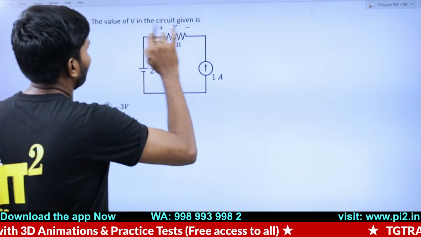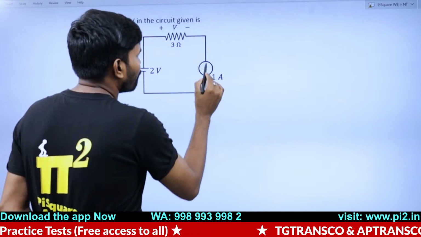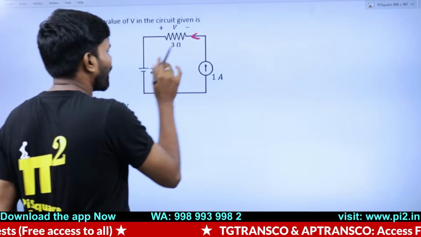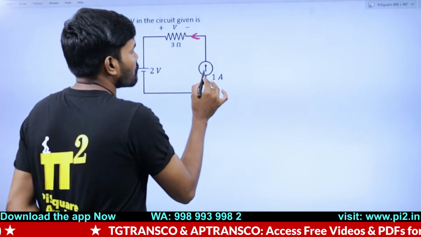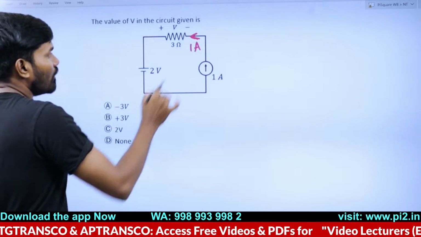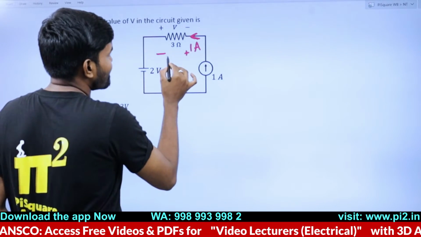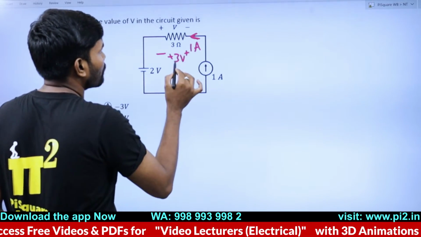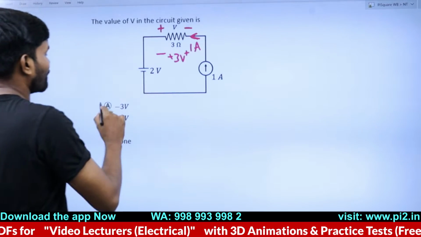The value of V in the circuit given. What is the V? What is the voltage? Current flowing is in this direction. Whatever may be the voltage source here, once you have this current source, current is always in this direction. The value is always 1 ampere. So this voltage is a plus 3 volts. So it is asked for this voltage, so it is minus 3 volts.